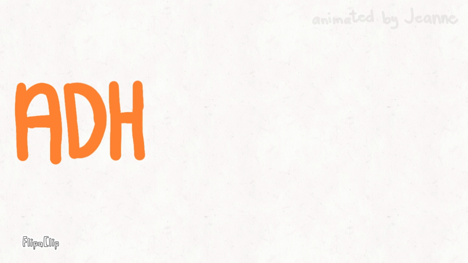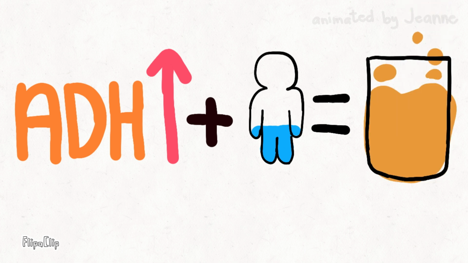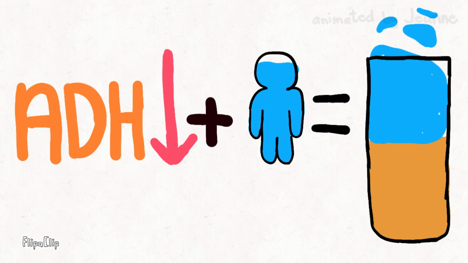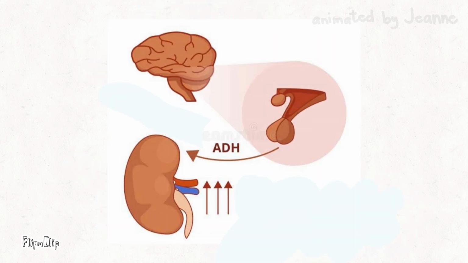High ADH levels typically happen when you are dehydrated, resulting in less urine production and more concentrated urine, or dark yellow color. Whereas when you're hydrated, ADH levels decrease, leading to more urine production and dilute urine, or pale yellow or clear color. So your ADH is secreted from the pituitary gland.